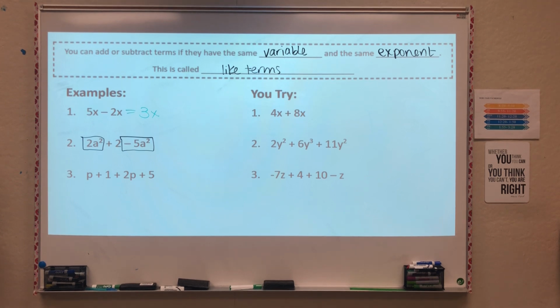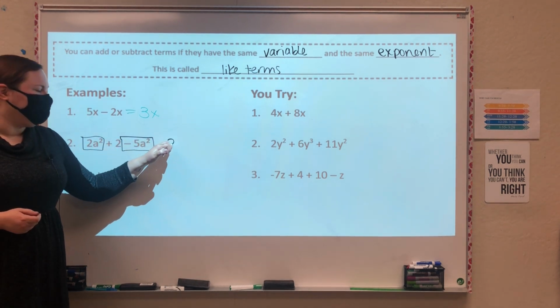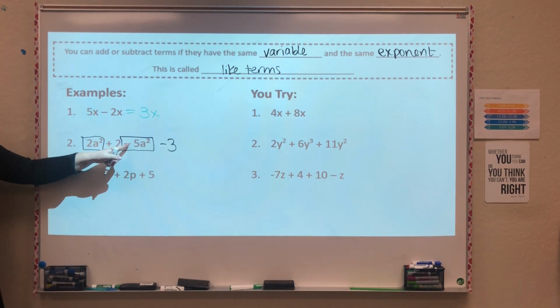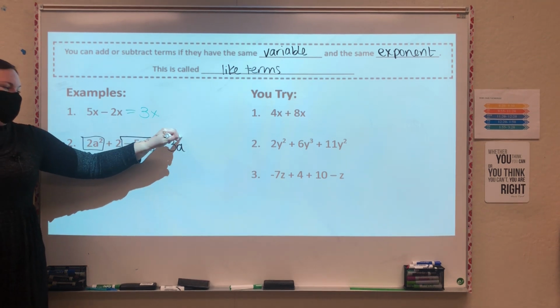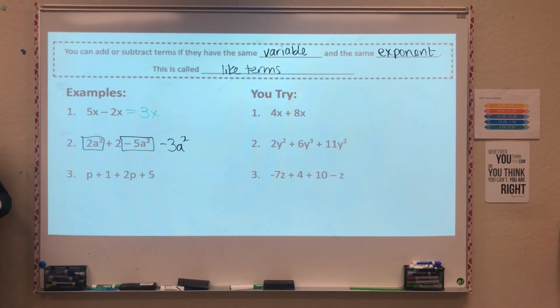3a squared. Negative 3 or negative 3? Which one? Why is it negative? You keep the sign of the bigger number. Perfect. Keep the sign of the larger number. So we get negative 3a squared. That's it.